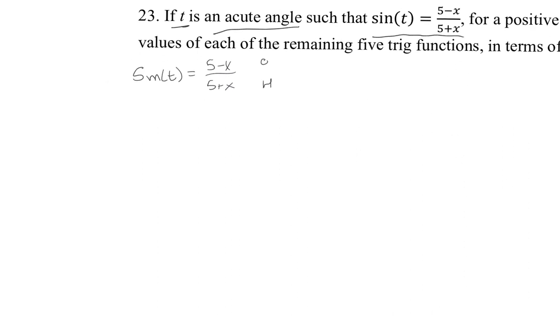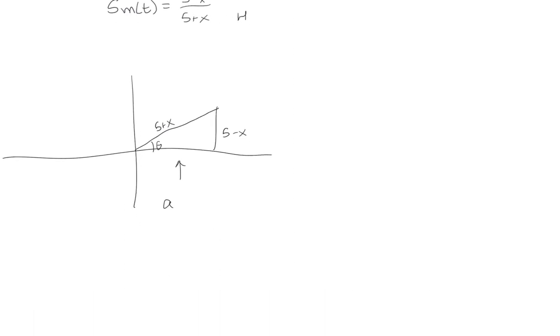So I'm going to go ahead and label a triangle. We know it's acute, so it should be in quadrant 1. We know that the opposite side is 5 minus x, hypotenuse is 5 plus x. Then this side, we're going to use the Pythagorean theorem again. a squared plus b squared equals c squared. We're wanting to solve for one of the sides, so I'm going to use b squared equals c squared minus a squared, where b squared is (5 plus x) squared minus (5 minus x) squared.